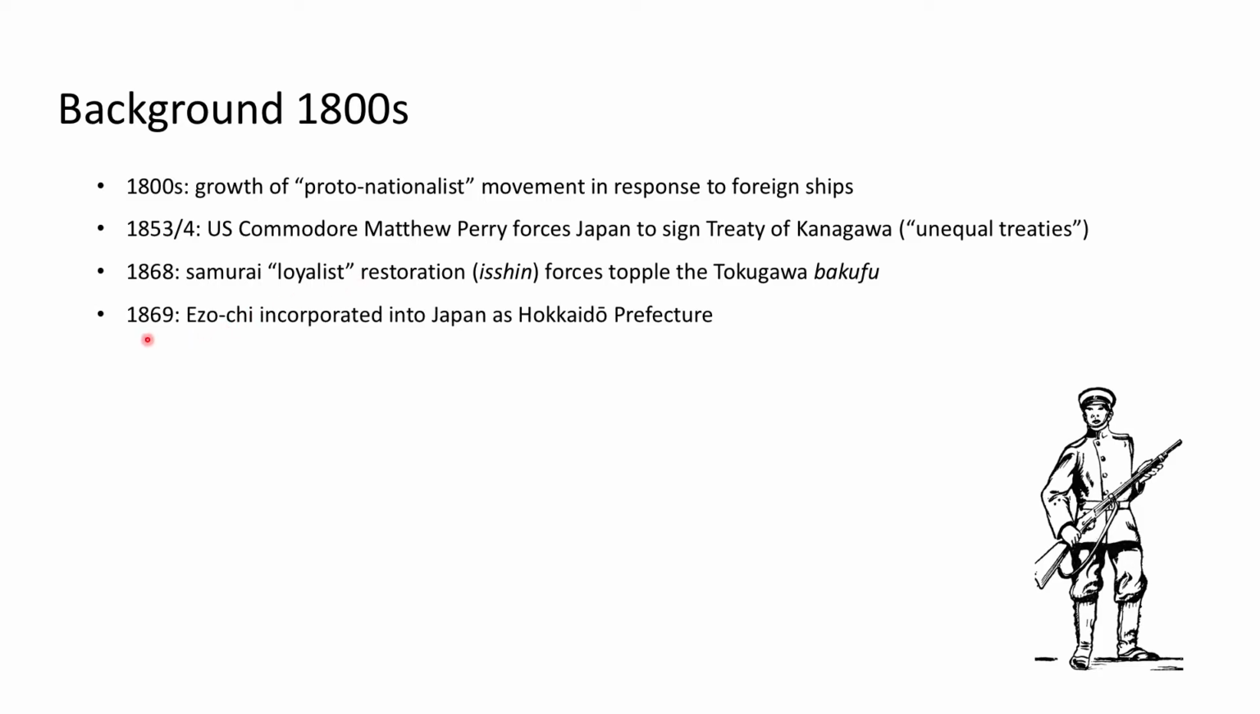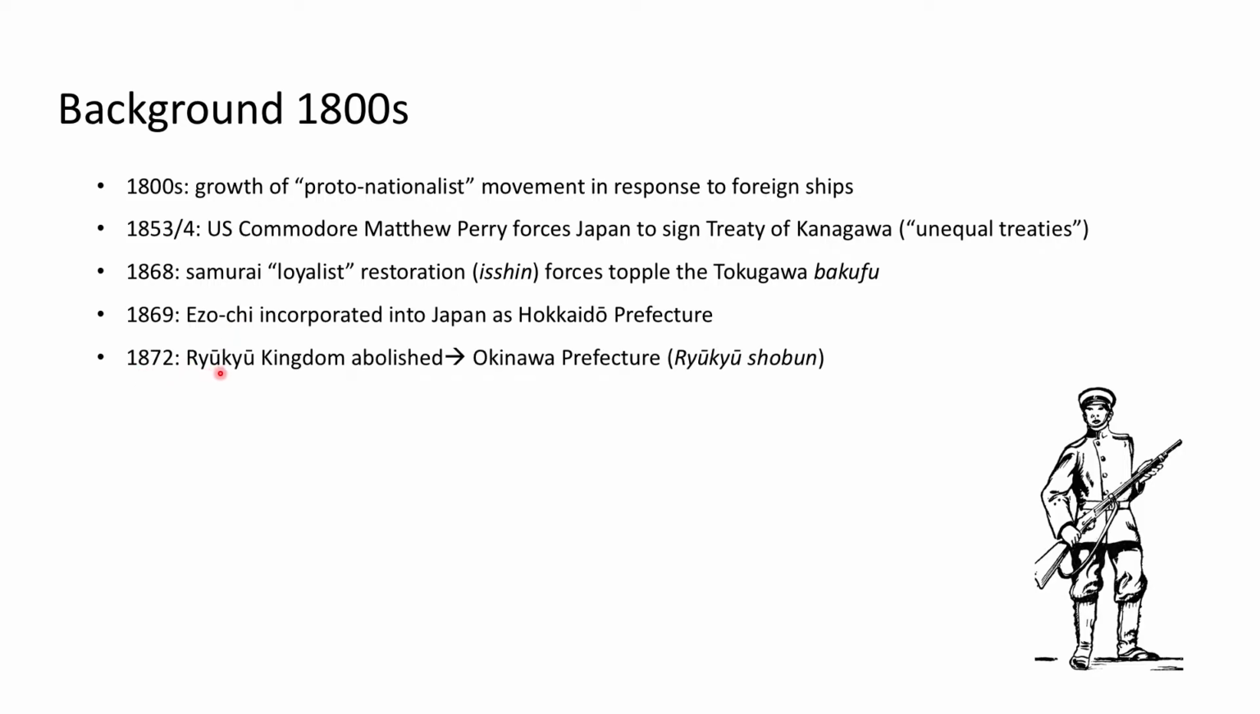Now, it's also important to emphasize that at this time, this new Meiji state began to also fortify its borders. In the process of doing that, it incorporated Ezochi, which today is known as Hokkaido Prefecture, into Japan. This used to be a separate autonomous region with different groups of peoples living there, most notably the Ainu people, who were a different ethnicity from people in Japan.